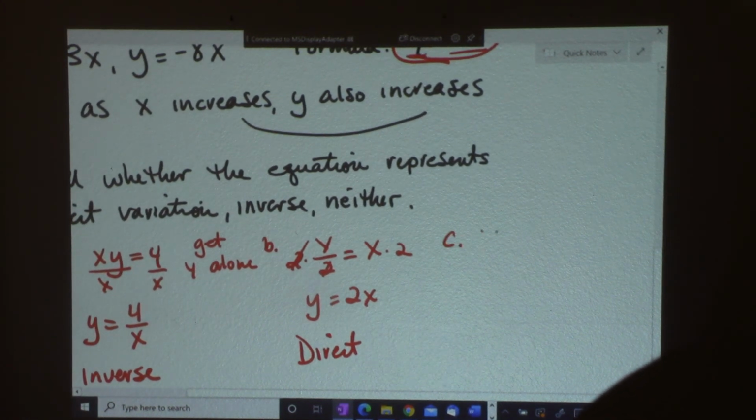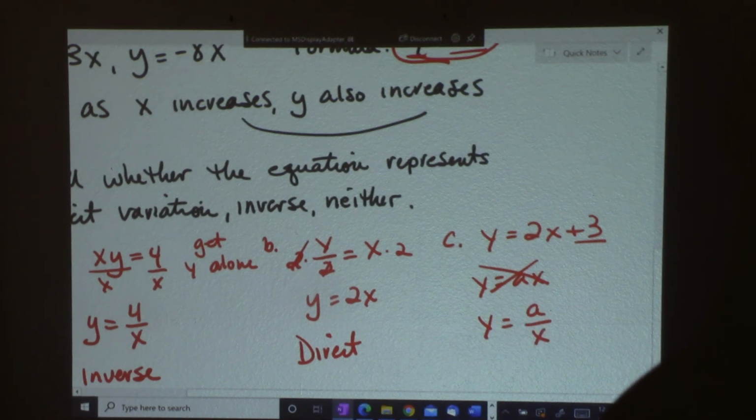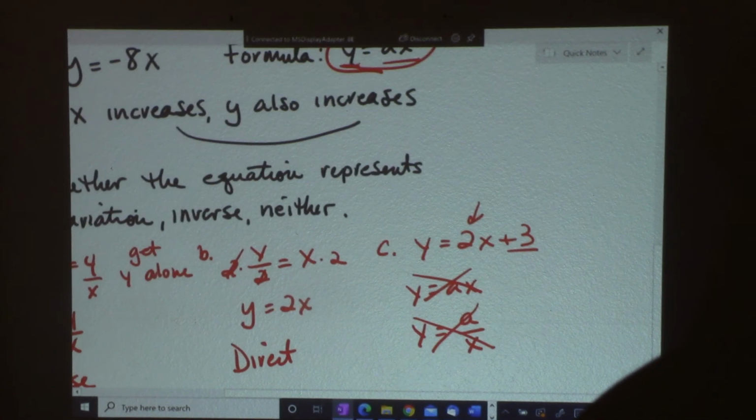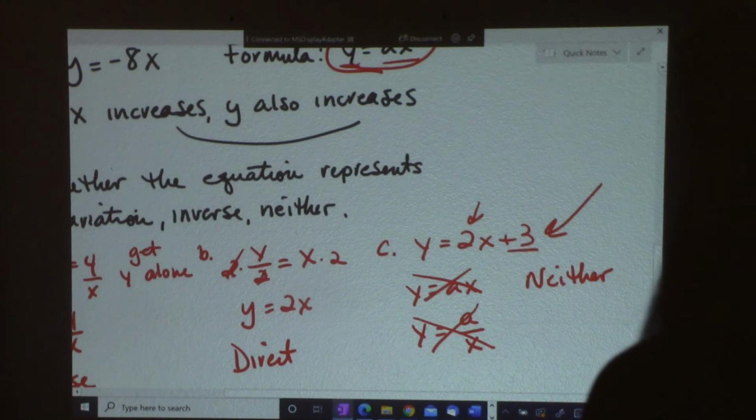Okay, let's do C. How about this one? Y equals 2x plus 3. Well, let's see. Here's our formula for direct variation. They don't look the same. I've got a plus 3. The other one is a over x. Well, obviously I've got 2x here, so that doesn't work. So the plus 3 shows me that it's neither. When you have the y-intercept showing, it's other than 0. If the y-intercept is not 0, then it's neither.